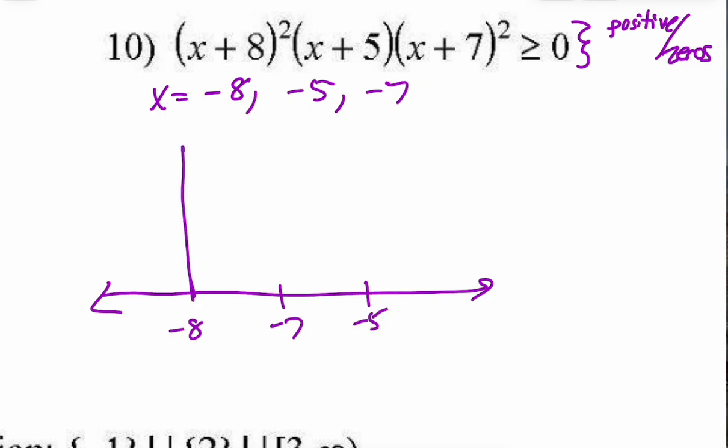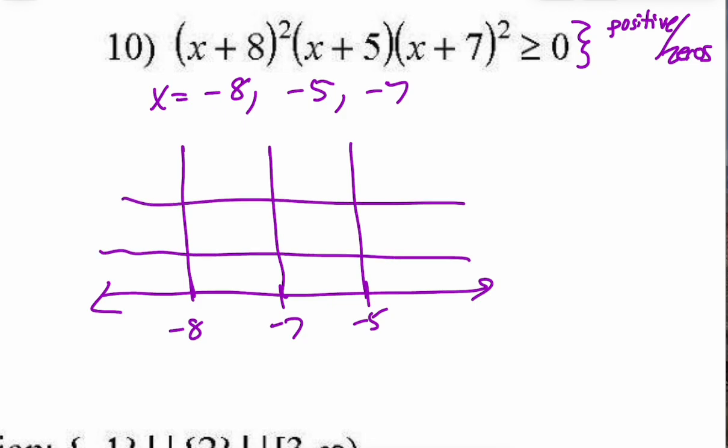We need 3 rows because we have 3 distinct factors. And here is my key for you, please. You have to include the powers. You have to include them. So x plus 8 squared, x plus 5, and x plus 7 squared. Now, first let's put our zeros: open dots, closed dots, closed dots, closed dots.